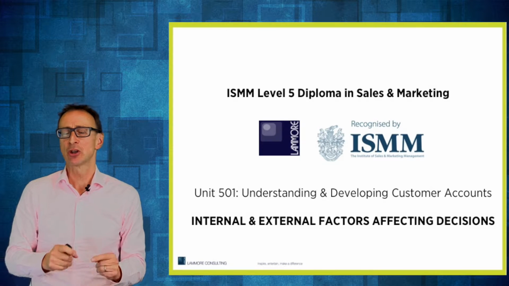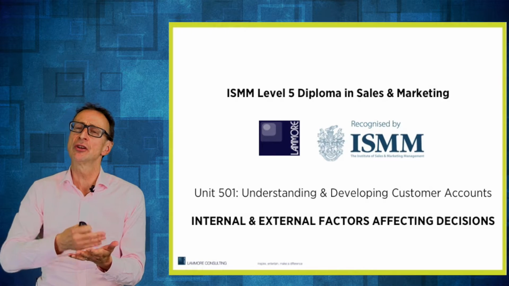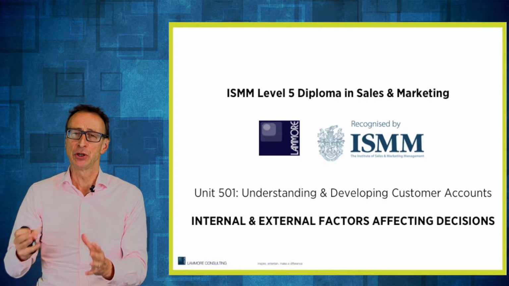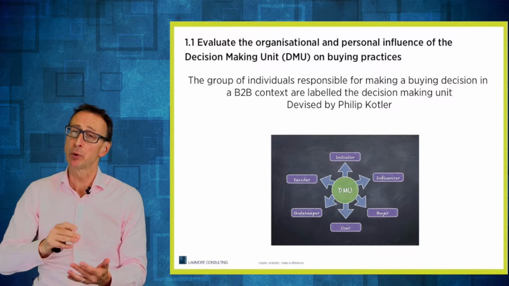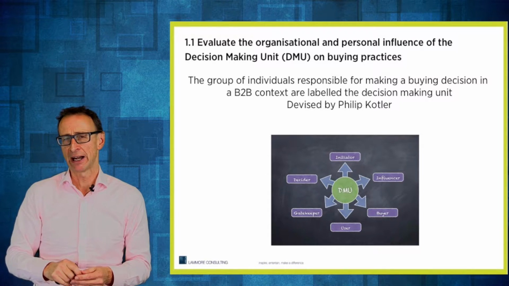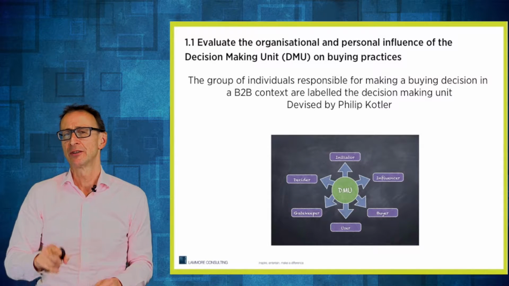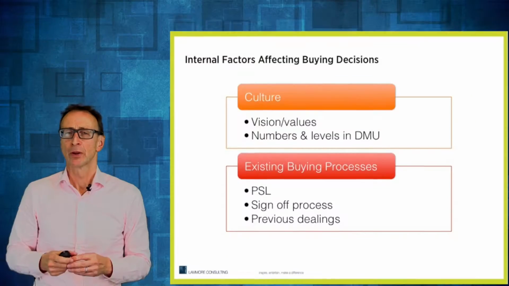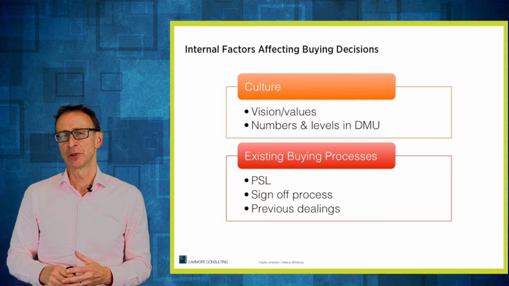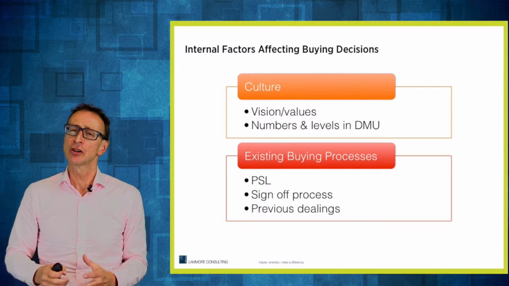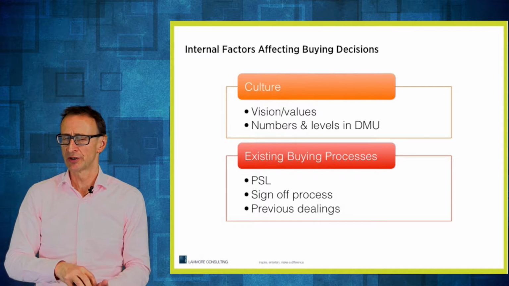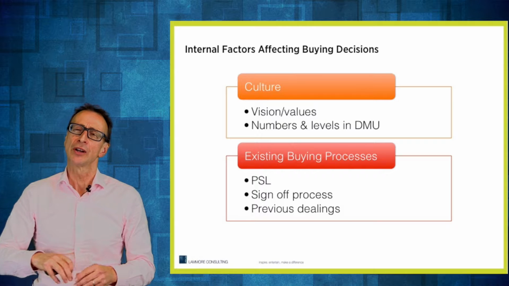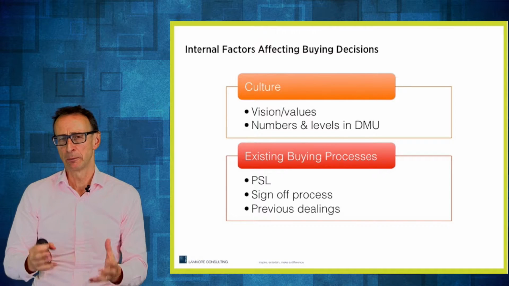Last time we took a look at the Decision Making Unit, the DMU. Today we're going to take a look at the internal, but more importantly, the external factors that affect the decision making. From an internal decision-making perspective, really we need to look at two things. One, what are the processes that are going on in the organisation? And secondly, what is culturally important?